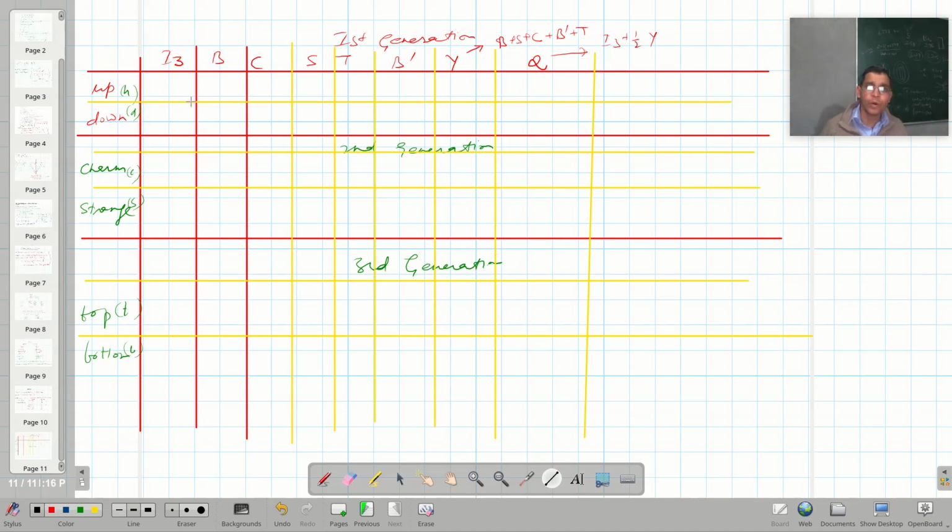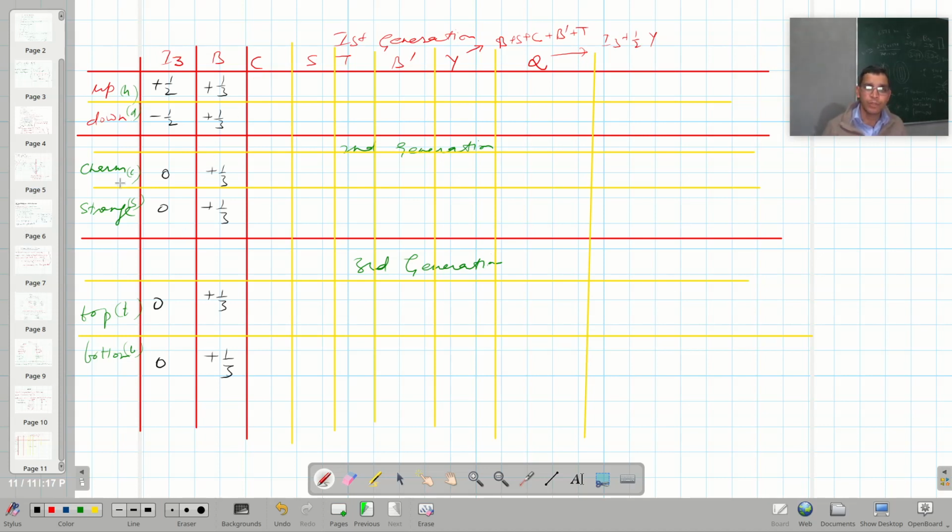So all are baryons. If all are baryons, then its number will be plus 1 by 3 for all. And let me talk about isospin. Here for its isospin, I3 will be plus 1 by 2, and here it is minus 1 by 2, and for the rest it will be 0.